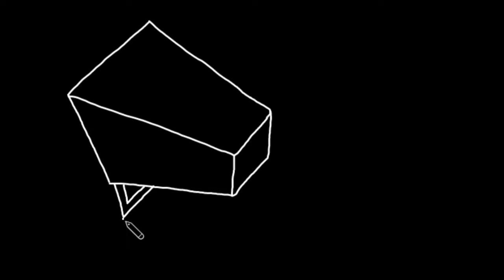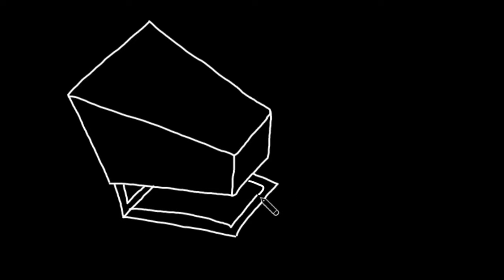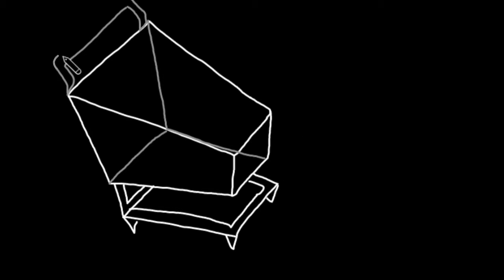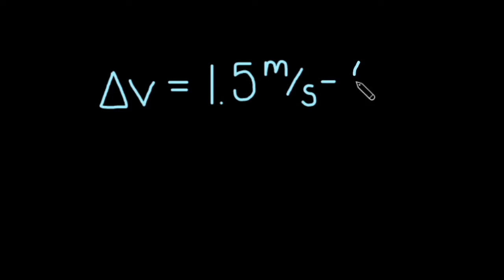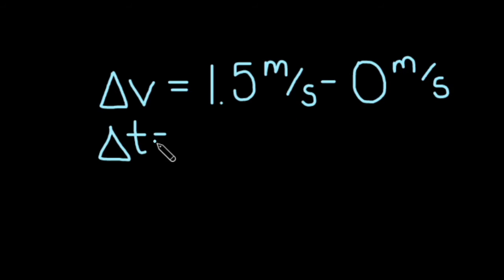Let's say you walk into a grocery store and start pushing a stationary cart up to walking speed, which is about 1.5 meters per second. The push you give the cart is a force. The acceleration of the cart can be calculated from the change in its velocity and the amount of time that has passed by. Since it is going from 0 meters per second to 1.5 meters per second, the change in velocity is 1.5 meters per second.